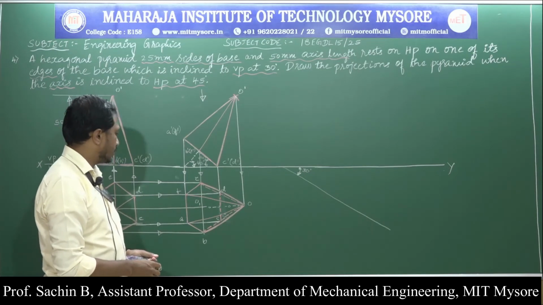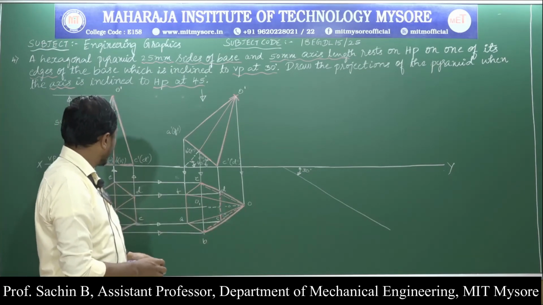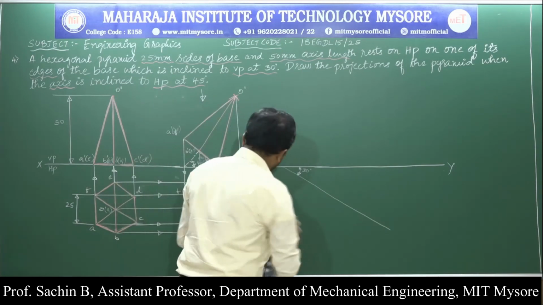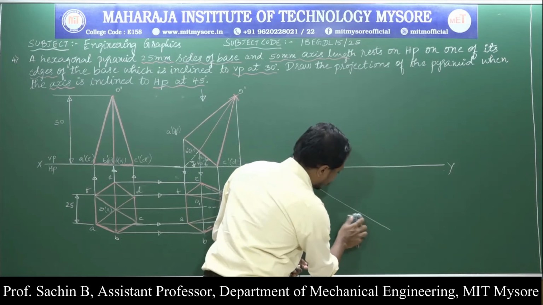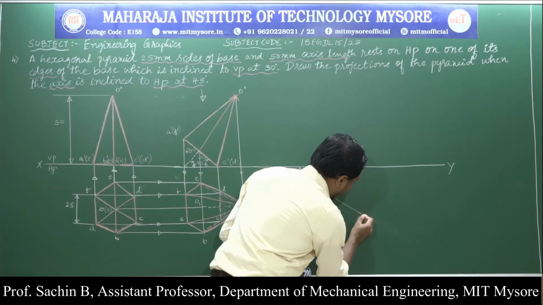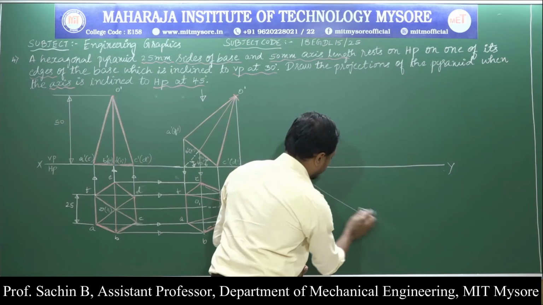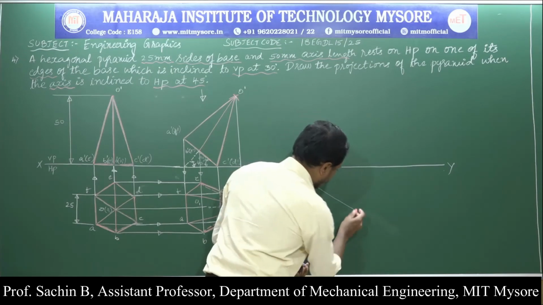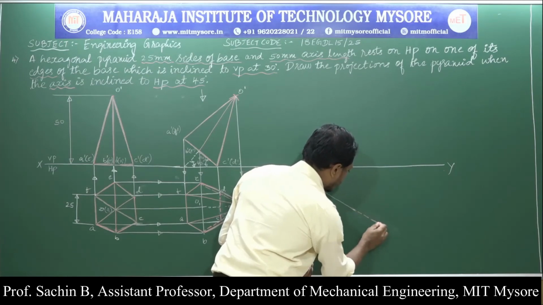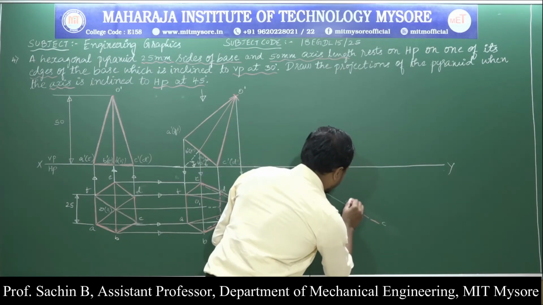That is, C to D true length for the first position, and also for the second position the true length will remain the same. Based on that, I'll measure the C to D length. I'll mark that C to D line over here, the edge length C to D. This is the C point, this is the D point.